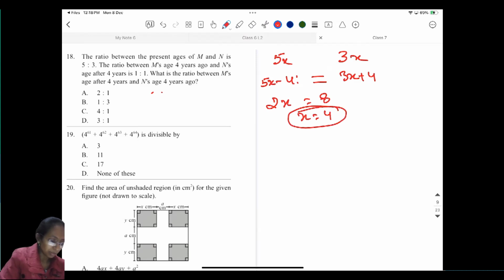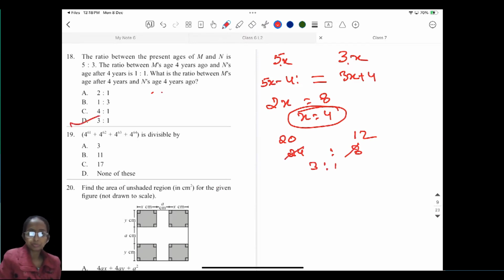Now we need to find the present ages of both. That means the present age of M is 20 and N is 12. Now M's age after 4 years will be 24 and N's age before 4 years, that means 8. So the ratio is coming to be 3:1. Right?